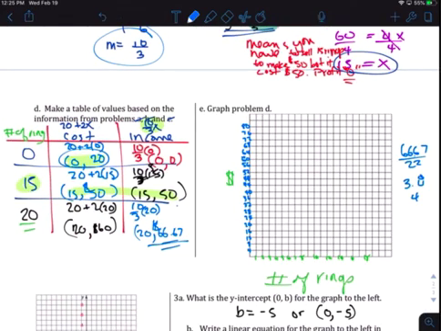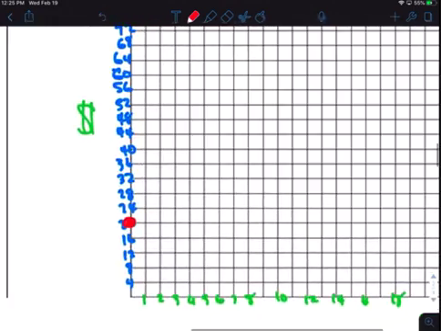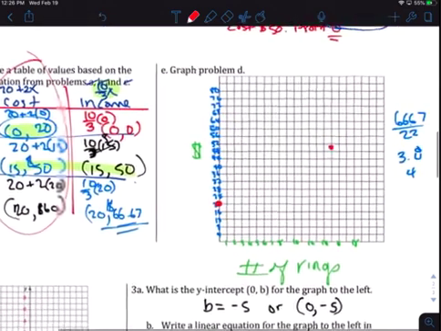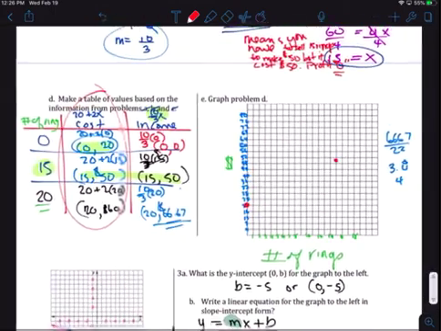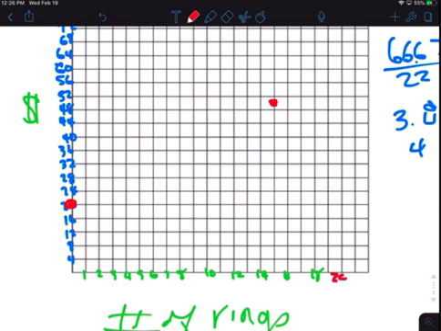Okay, first graph, 0, 20. We're doing all the cost first. 0, 20, right there. Second one is 15, 50. 50 is in between 48 and 52. And then 20, 60. Connect the dots. Okay, this is your cost.